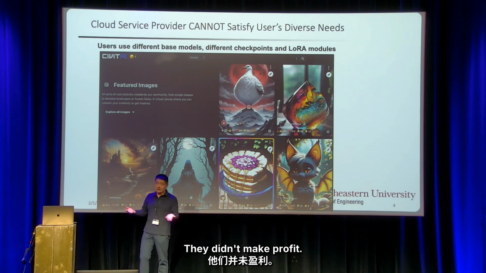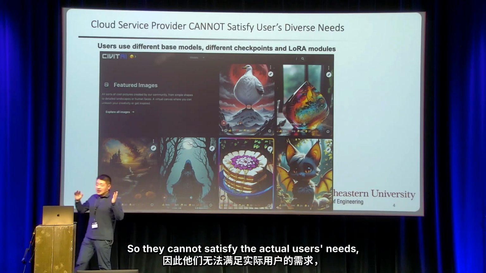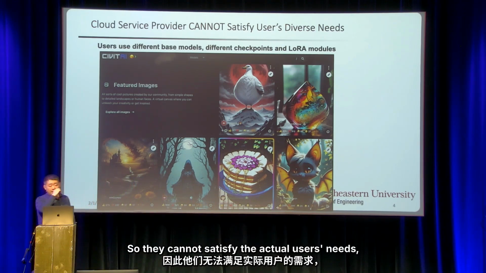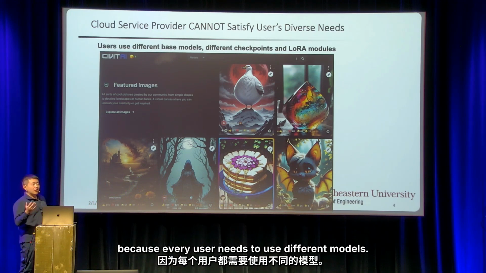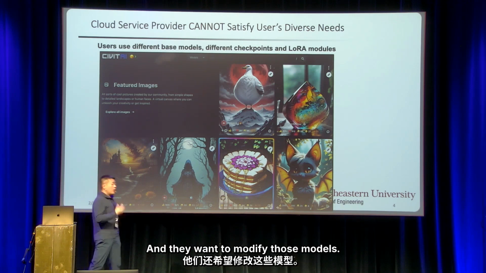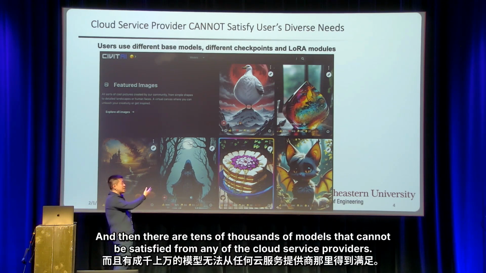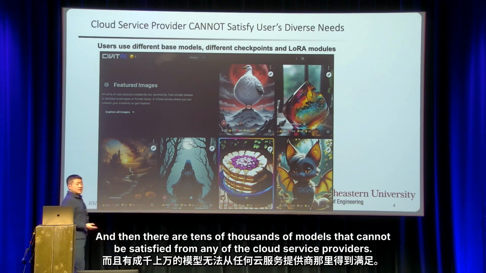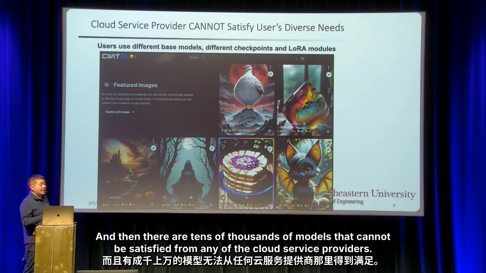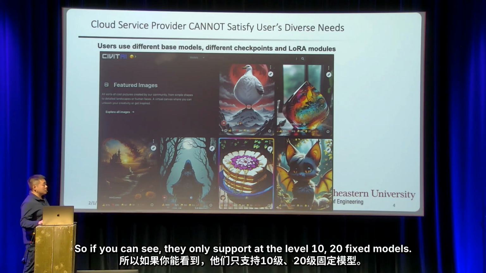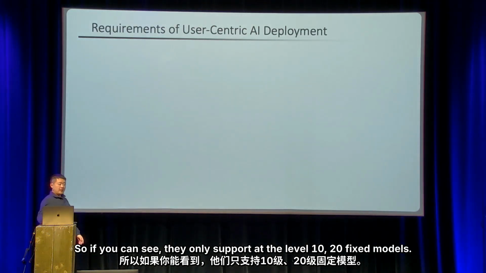Only NVIDIA makes profit. So they cannot satisfy the actual users' needs because every user needs to use different models, and they want to modify those models. And then there are tens of thousands of models that cannot be satisfied by any of the cloud service providers. If you can see, they only support at the level of 10, 20 fixed models.